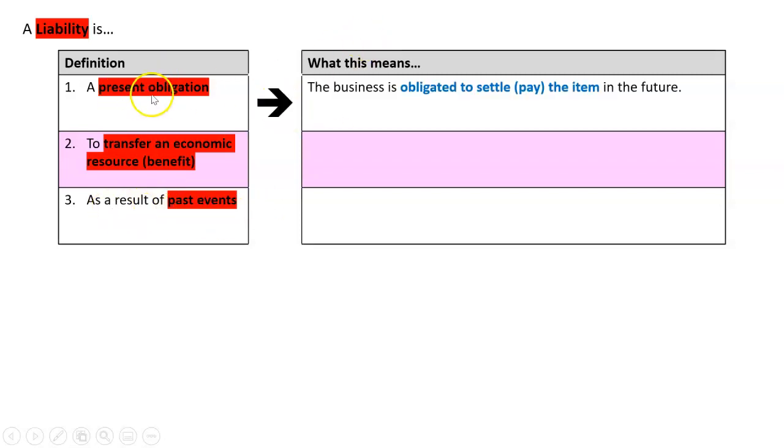Well, let's take this first one. A present obligation. What does that mean? It just means the business is obligated to settle or pay the item in the future. You've got a debt, you've got to settle it. Now, we're going to use cash, but there are other ways to settle debts in the business world. But yeah, we could just use the word pay here and go, the business is obligated to pay the item in the future.